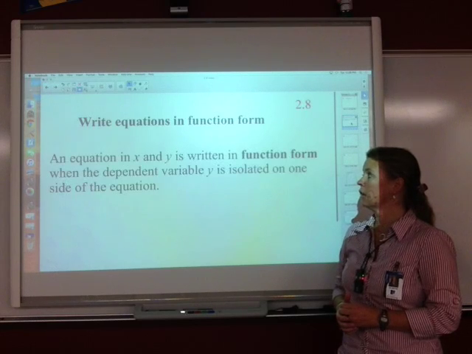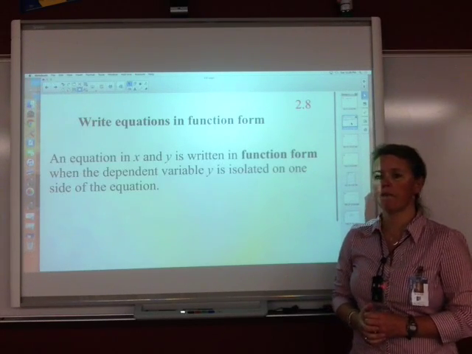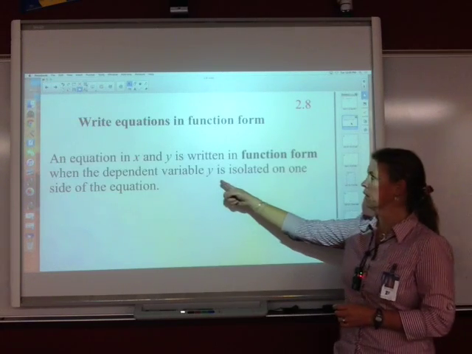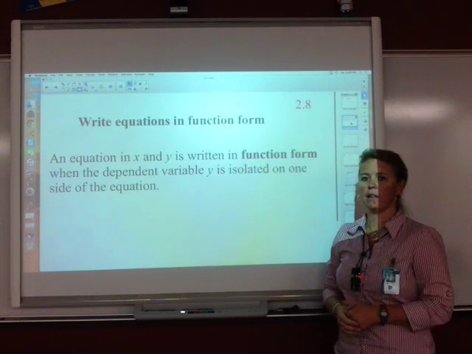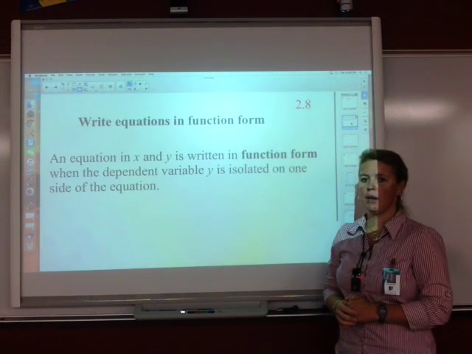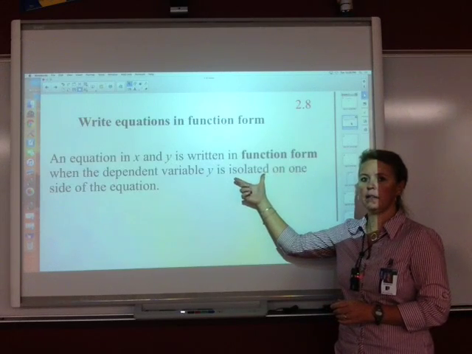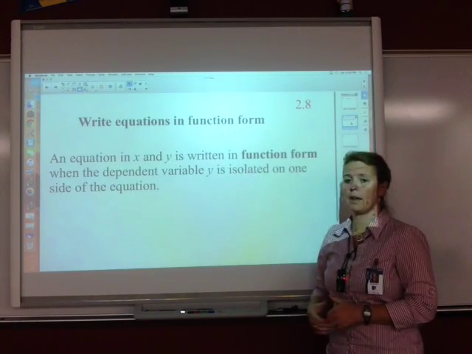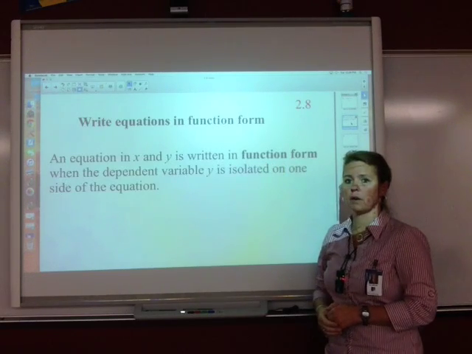An equation in x and y is written in function form when the dependent variable, y, we've talked about that, is isolated on one side of the equation. The dependent variable, y, has to be isolated, completely alone, on one side of the equation. We've worked with x and y, and we've worked with functions. Now we're going to put equations in function form.